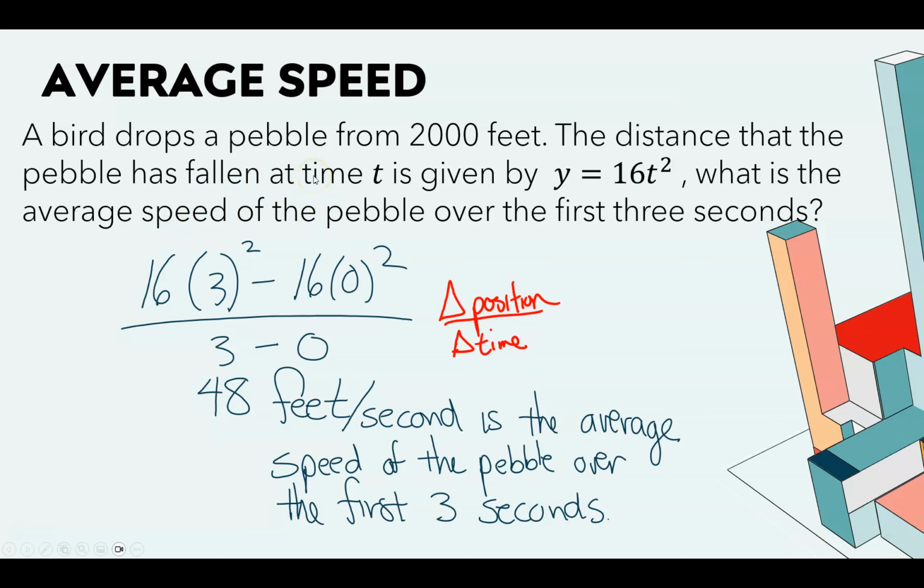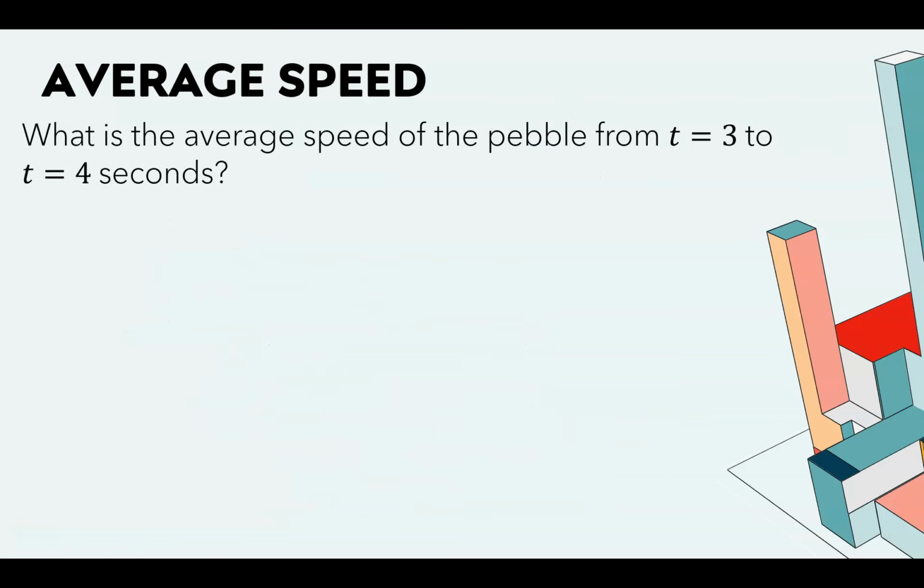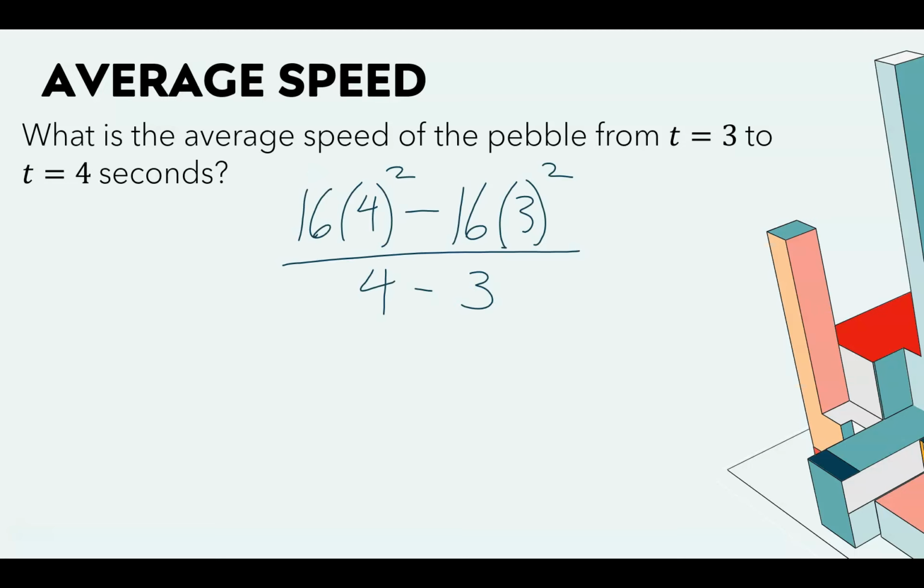So same bird, same pebble, still 2,000 feet in the air, so we don't have to worry about it hitting the ground. How are we going to find the average speed of the pebble from t equals 3 to t equals 4? Well, average speed, average rate of change, change in position over change in time. 16 times 4 squared minus 16 times 3 squared over 4 minus 3. And if we're going to simplify, probably the best way to go is to factor out the 16 and just do 16 minus 9 is 7.